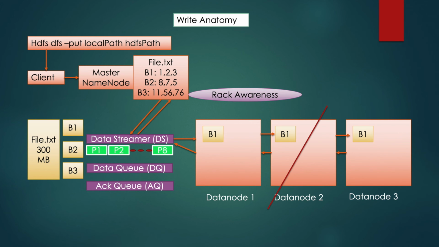What our master simply does is, it knows that in data node 2 block B1 is being written. So our master node will simply tell us to rename the block B1 to block B11 and do the write process as is. And this information will be shared with the data streamer. The data streamer will get in touch with data node 1 and rename the block B1 to block B11 and start writing packets P1 to P8.